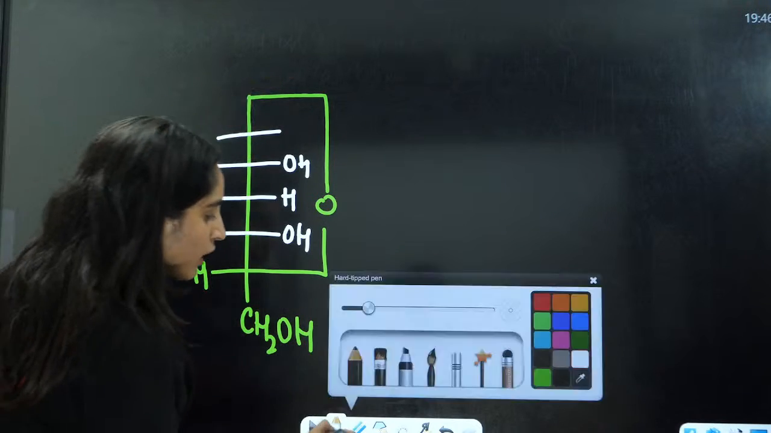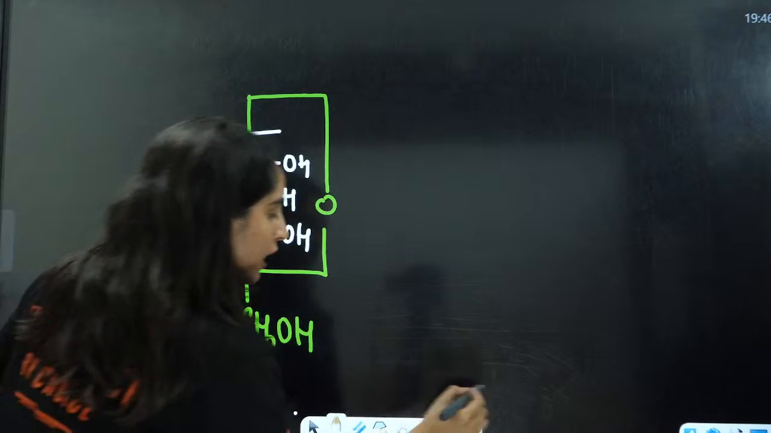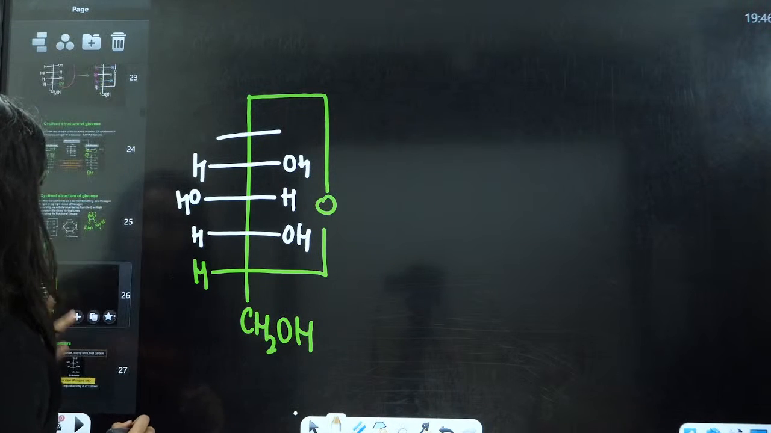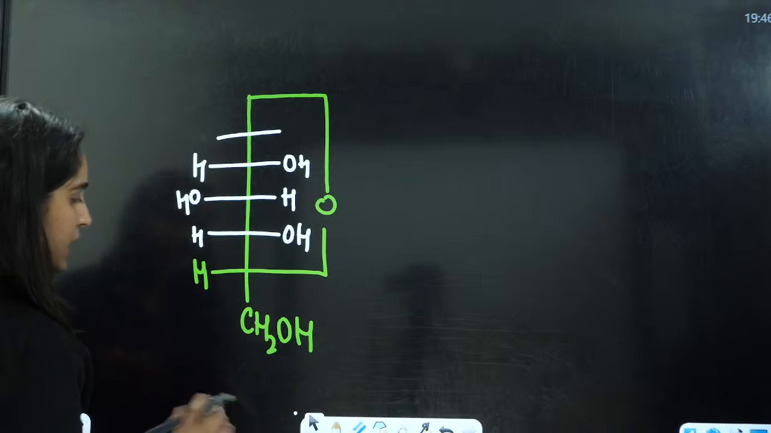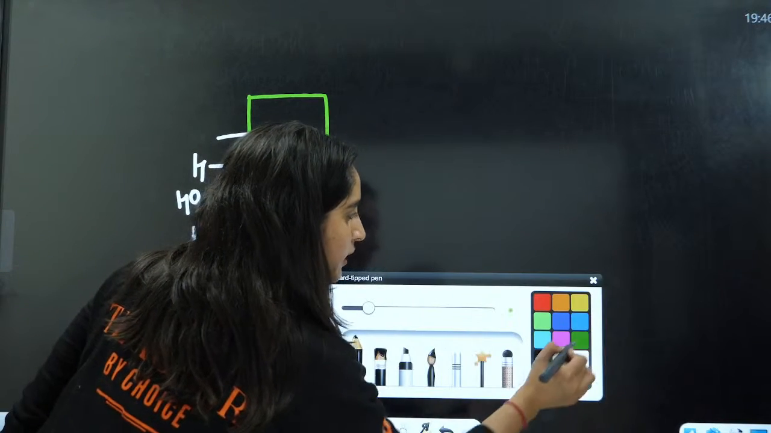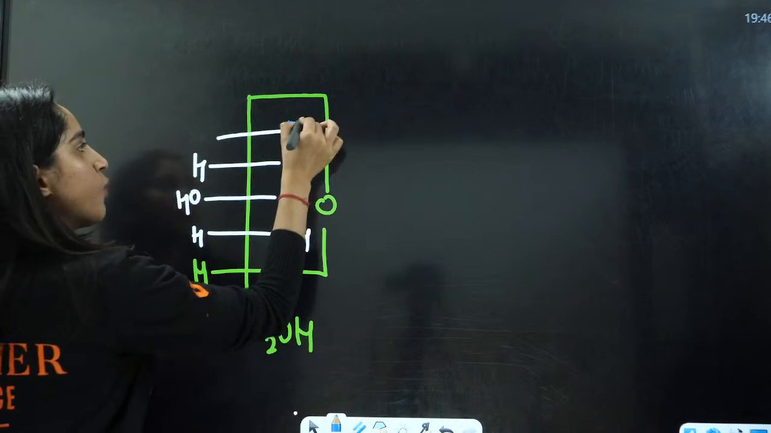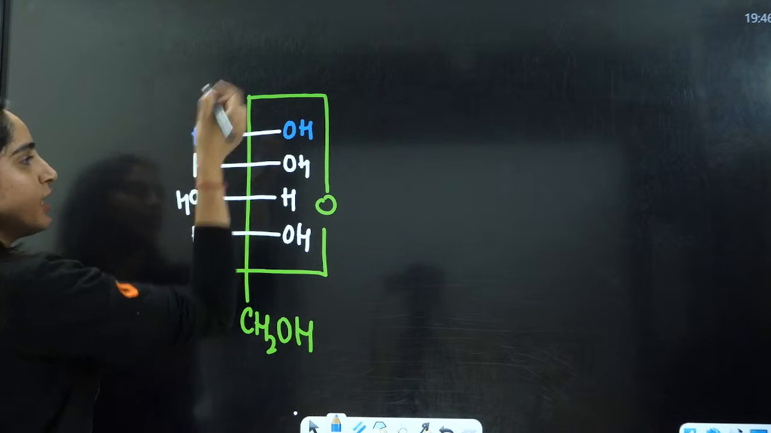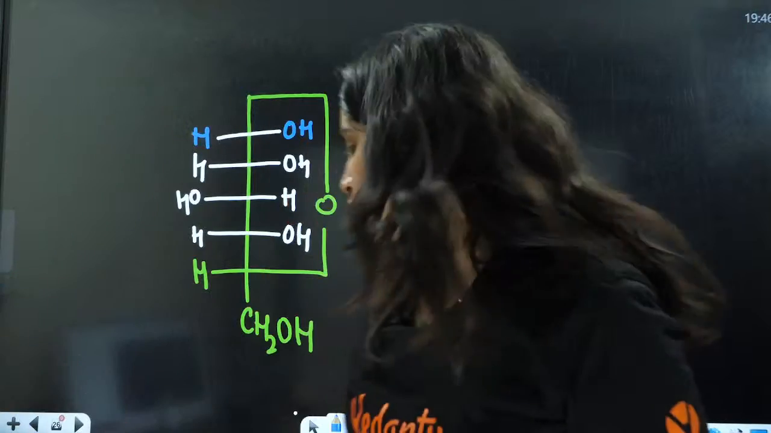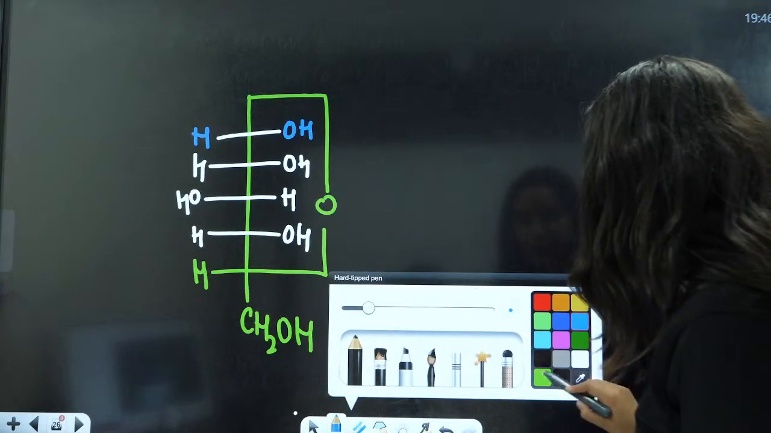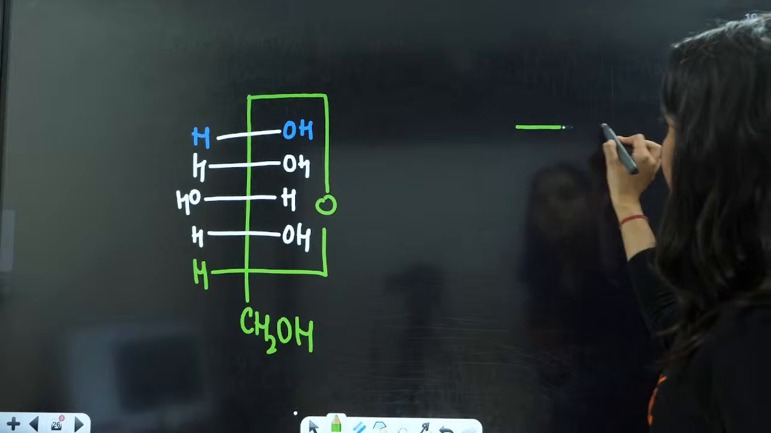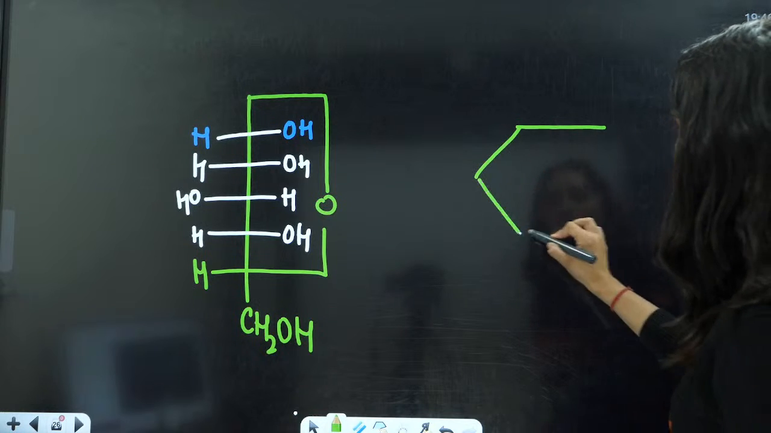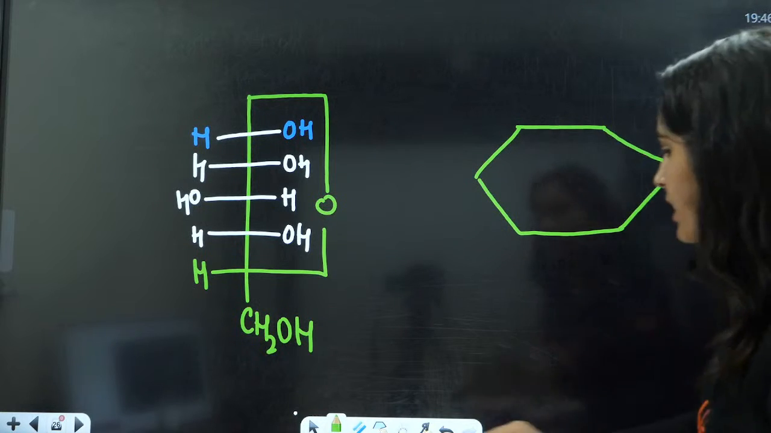Now if I am talking about the alpha part here, you just need to draw OH on the right side and H on the left side. This is your structure. So how do you convert it? Just draw a 6-membered ring here.